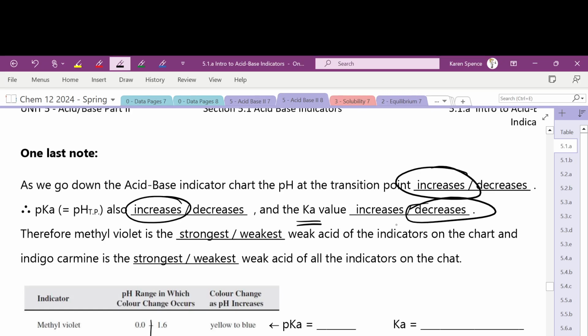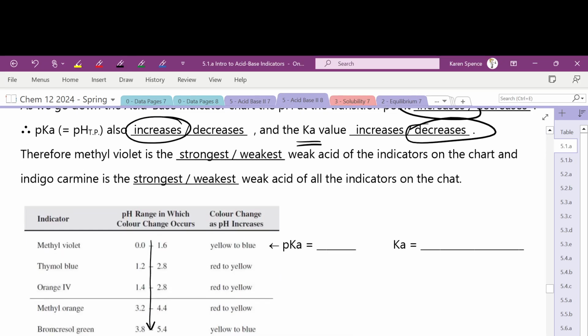So therefore, let's calculate our pKa and our Ka for methyl violet. We actually did that one already. It was 0.8 and 2 times 10 to the minus 1.